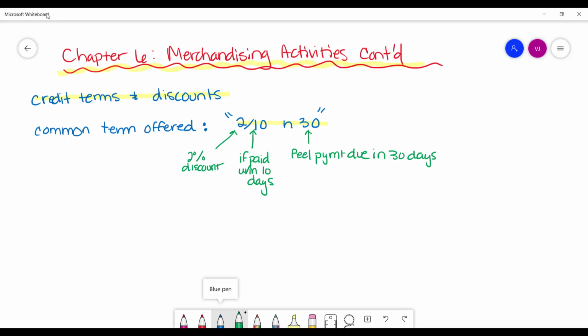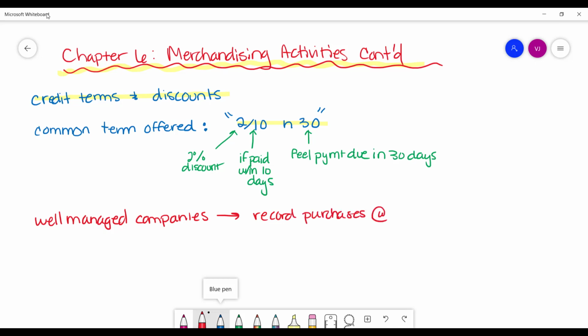Now, it's often argued that well-managed companies will record purchases at net cost, or using the net method. The net cost really just means the full invoice price less the discount. So including that discount.